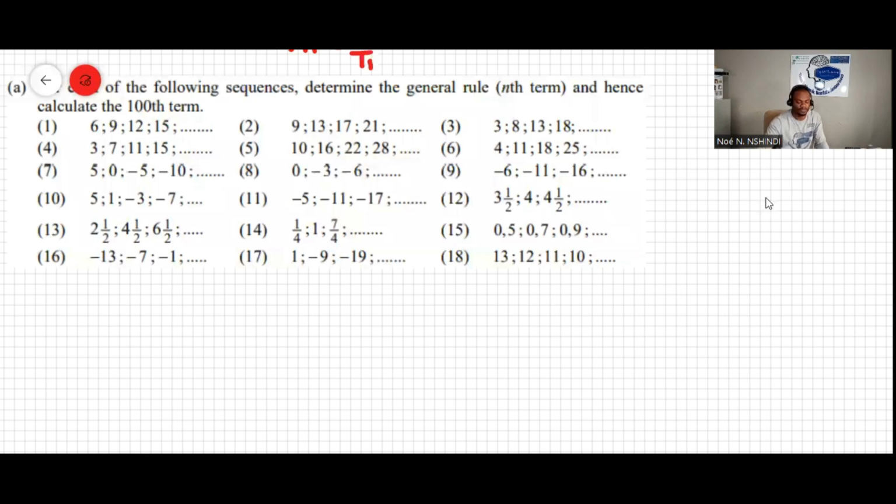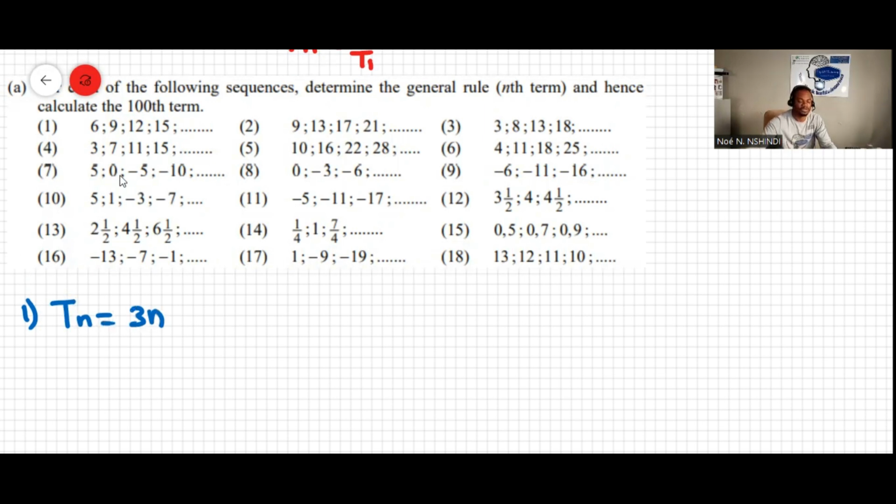For question 1, we ask ourselves, what is the constant difference here? 6, 9, 12, 15. You can see this pattern is increasing by 3 units. We add 3 to each term to find the next term. So the constant difference here is 3. So Tn will be equal to 3n.